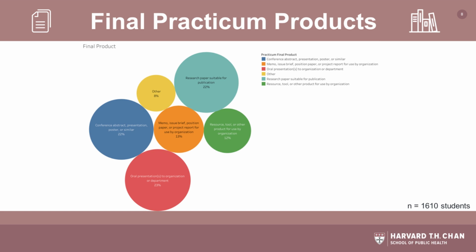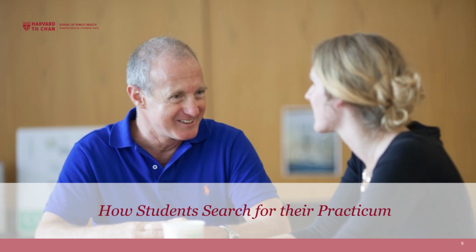As for final products, these are deliverables that will be submitted around the end of the practicum. This graphic can be hard to see, but a few of the popular products consist of a conference abstract, a memo, a research paper that is suitable for publication, and a resource tool or other product that will be used by a host organization. How do students find and secure a practicum placement? We have a few slides with data on the practicum search that all students will go through.